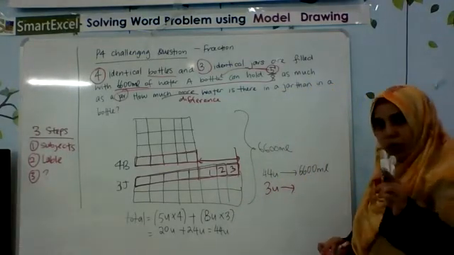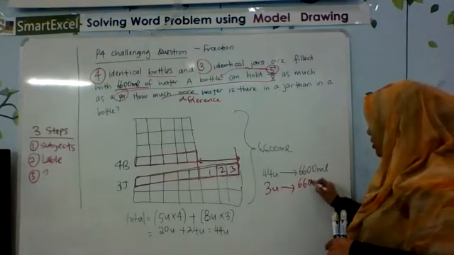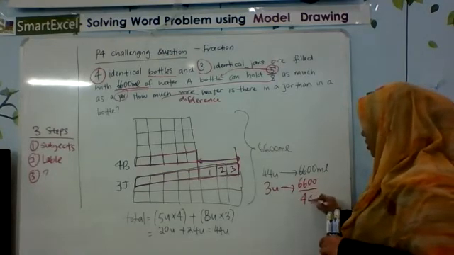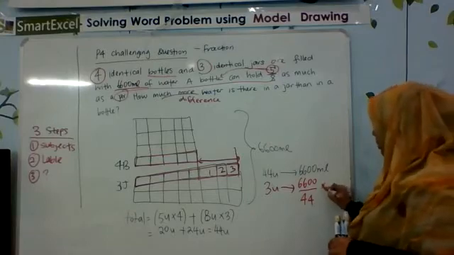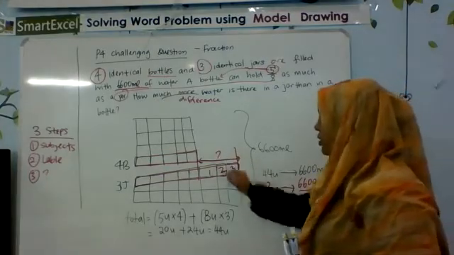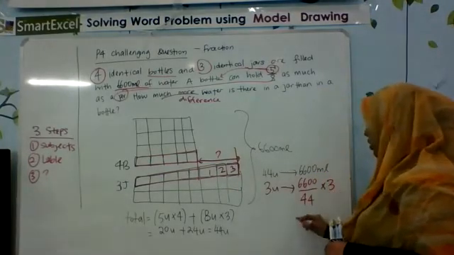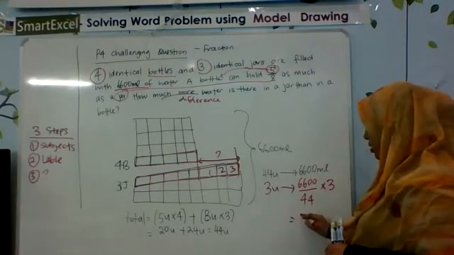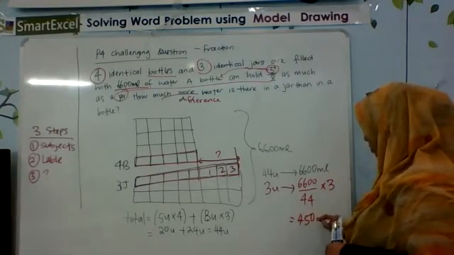We always find for 1 unit, so it's 6,600 divided by 44, and we multiply by 3. That's what we want, that's your question mark. So we multiply by 3, then this answer will give us 450 ml.